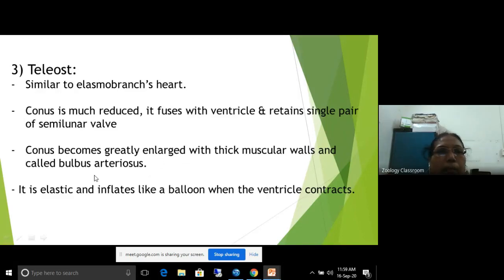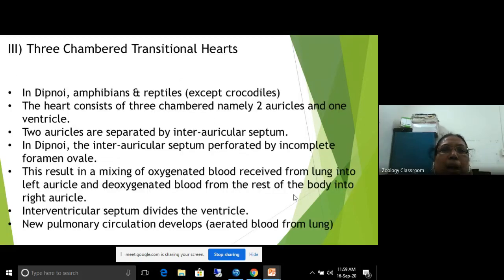It is called bulbus arteriosus. It is elastic and inflates like a balloon when the ventricle contracts. So these are only dogfish or elasmobranch and teleost or bony fish consisting of a 2-chambered heart.